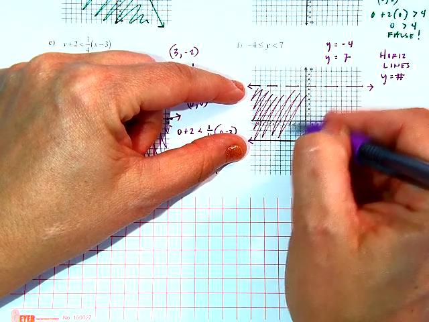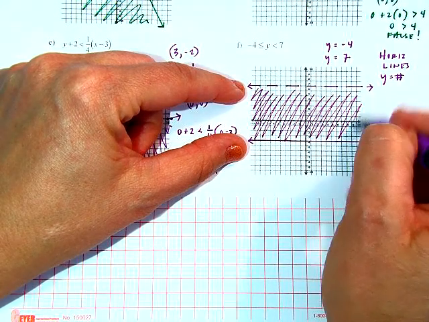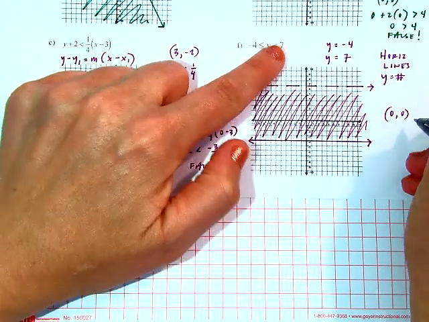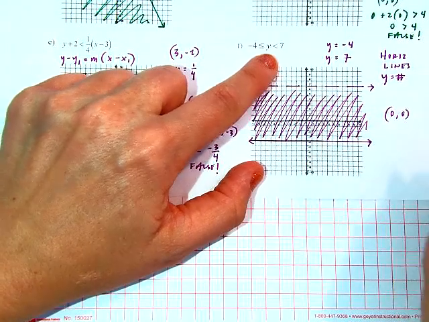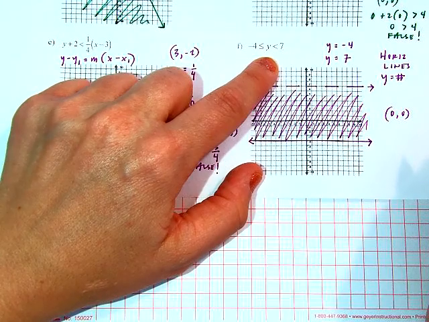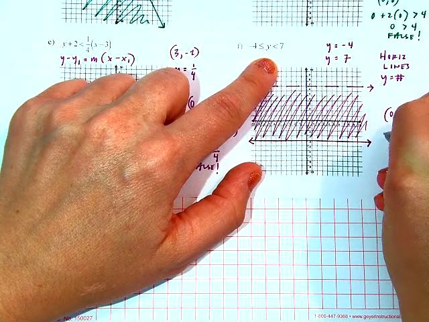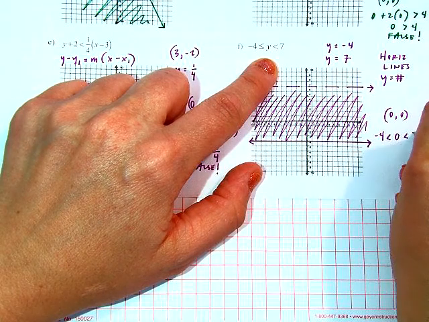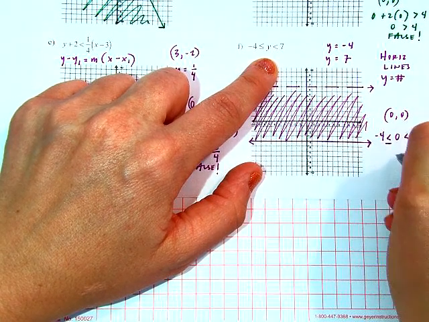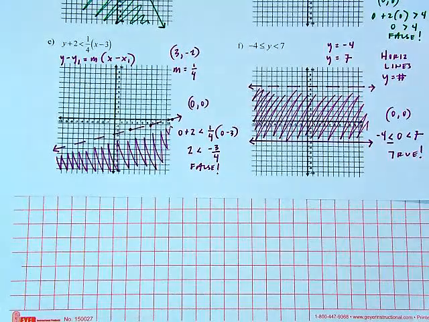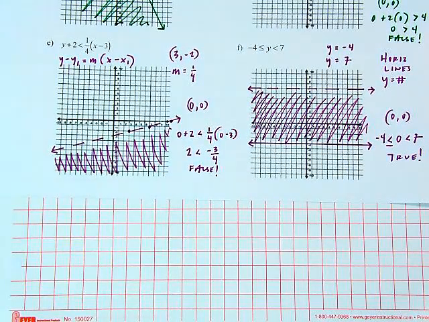And let's say that I did pick a checkpoint, which I can always do. Let's say that I double checked it with the origin. So if I plug in a 0 right here, is 0 greater than or equal to negative 4 and at the same time less than 7? Yes, it is. Okay, so again, it just confirms, double checks that I shaded the correct region.